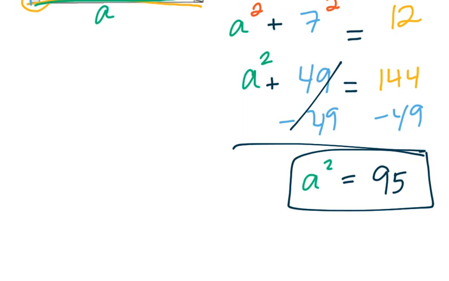You can say that you know that a squared is equal to 95, and that means that if you could figure it out from here, you're looking for a positive number a that satisfies a squared equals 95, but since we don't have those skills yet, this is as far as we can go.